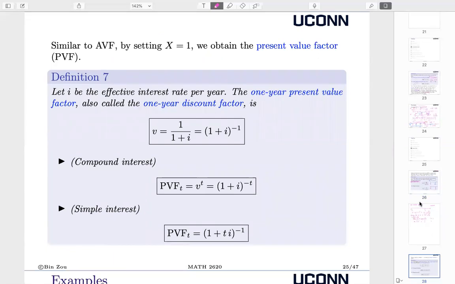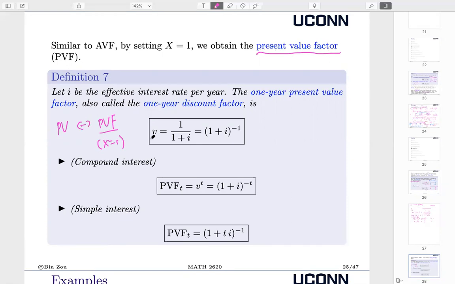Similar to AVF, we can also define a present value factor. There are a lot of notations and a lot of initials, so make sure you know the meaning of them. Here we are talking about the PV and the PVF. Basically, the only difference between PV and PVF is that here your x is 1, so when you divide by something, it's just 1 divided by something instead of x divided by something. We often call this the 1-year discount factor.